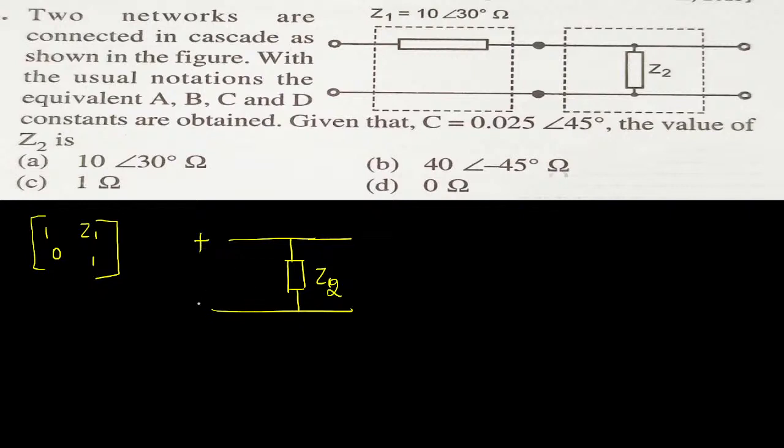Let us see once again. From here is sending end voltage. From here we are going to pass the sending end current. This is receiving end current. Here we are going to consider receiving end voltage. Sir, why am I not considering the minus?